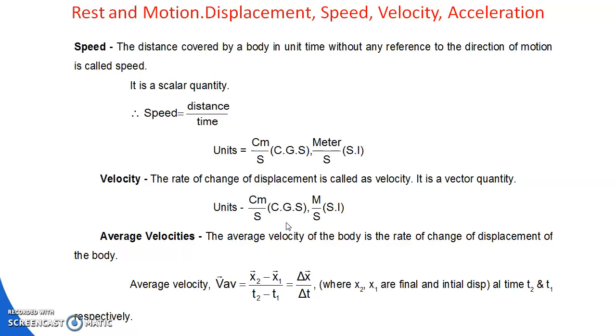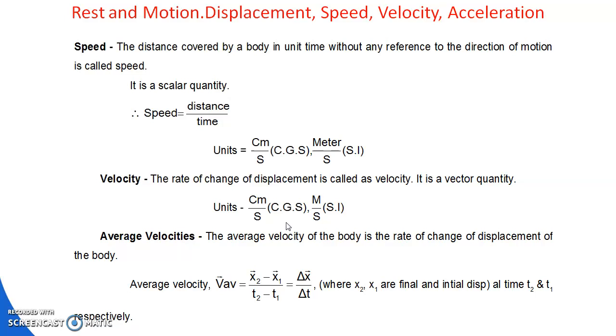The unit of distance is meter and the unit of time is second. So it is meter per second in SI unit and centimeter per second in CGS unit. So it is a scalar quantity. Then what is the next concept? The next concept is velocity. So what is velocity?